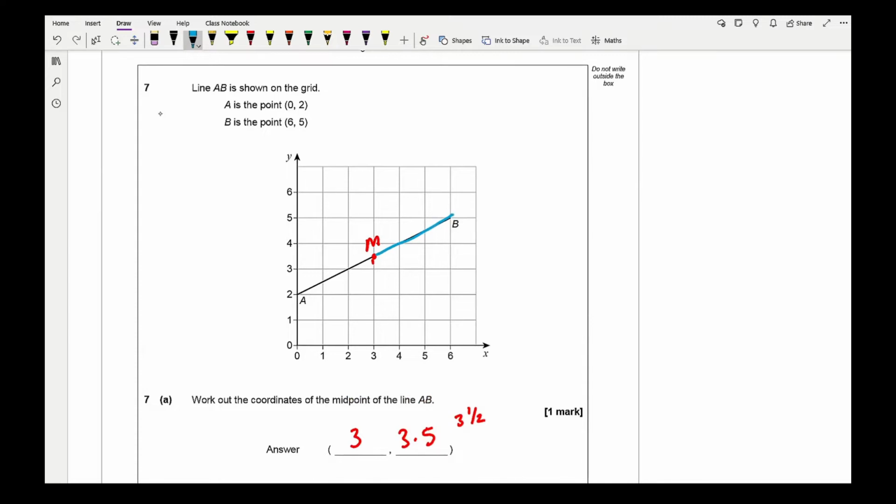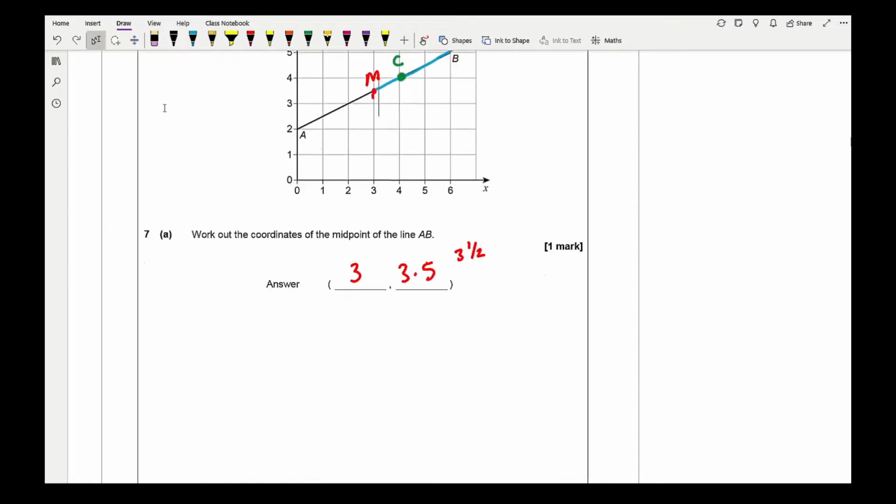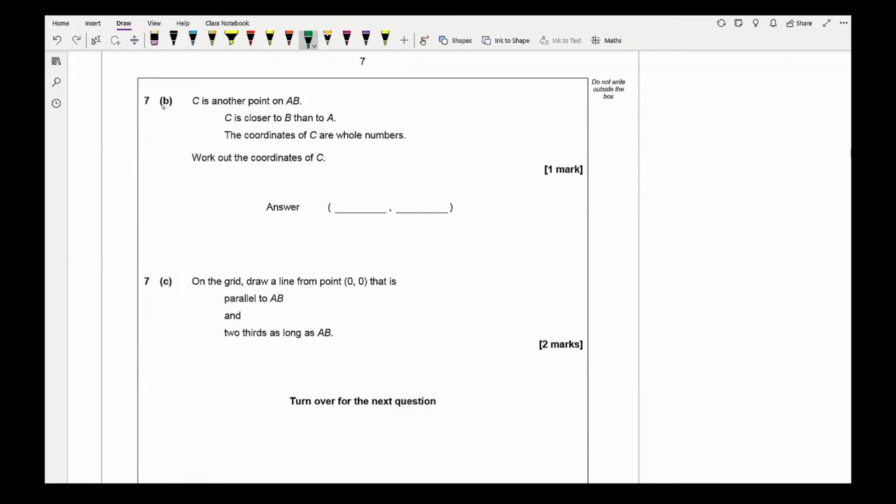Now what we're looking for is a whole number coordinate, so not anything that lies in between the boxes. We want it right in the cross of those coordinates. There's only one coordinate like that, which is this one here, so that is where C is going to be, and that coordinate is 4, 4. So what I'm going to enter here is 4, 4.